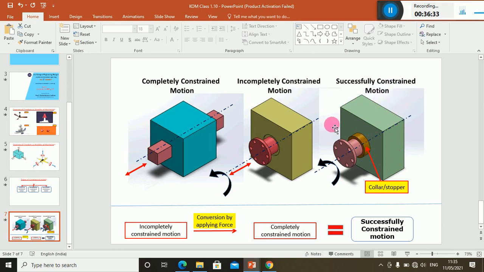So this completes your first module, that is unit 1 of the first module. In the next class, we'll start with the last module, that is gearings.